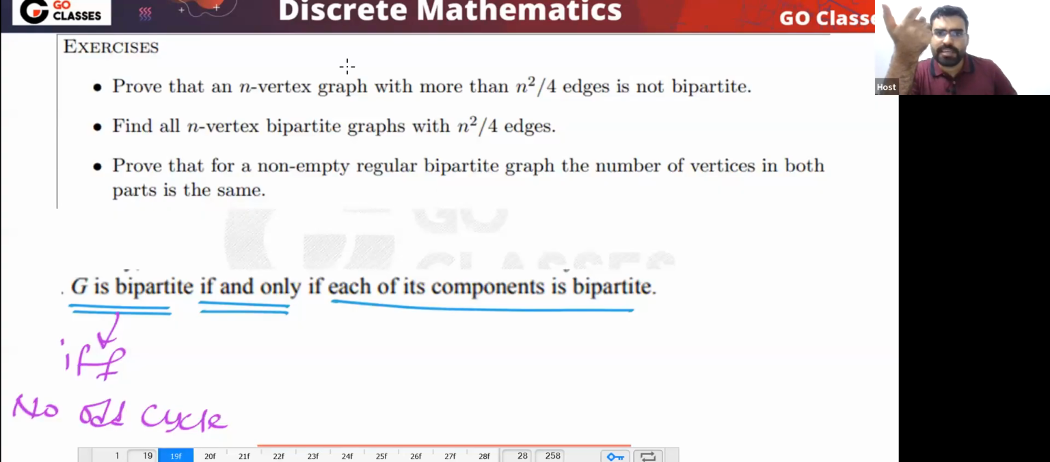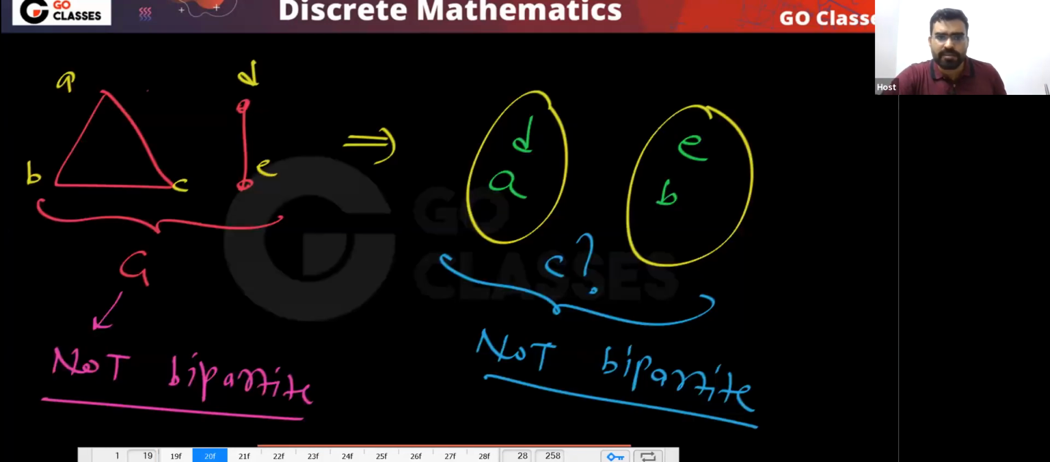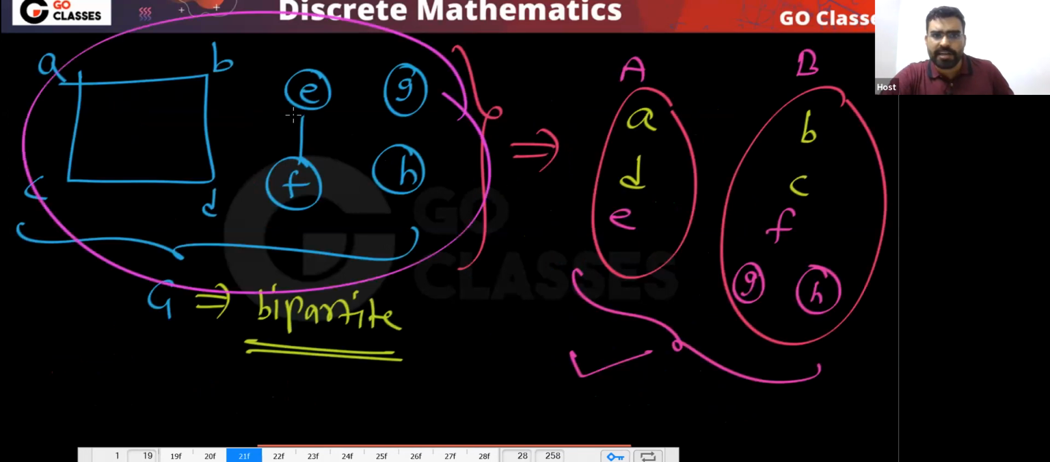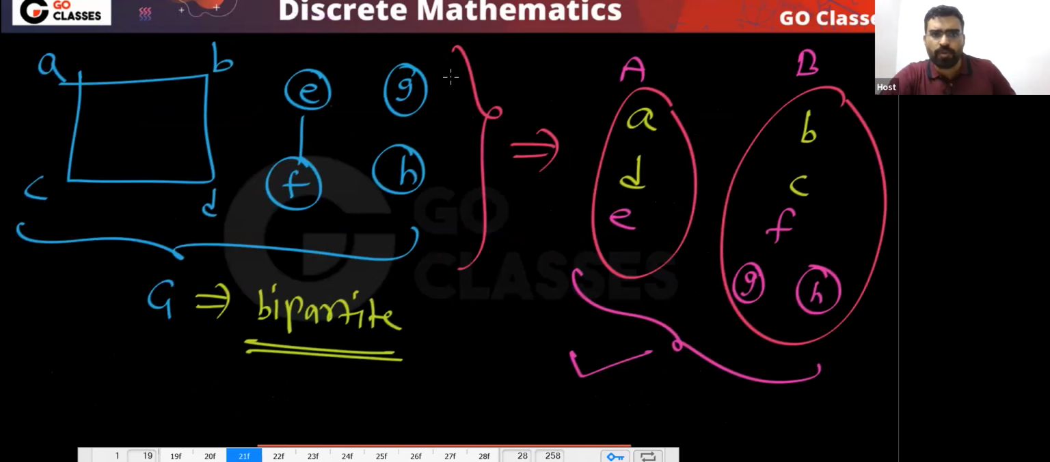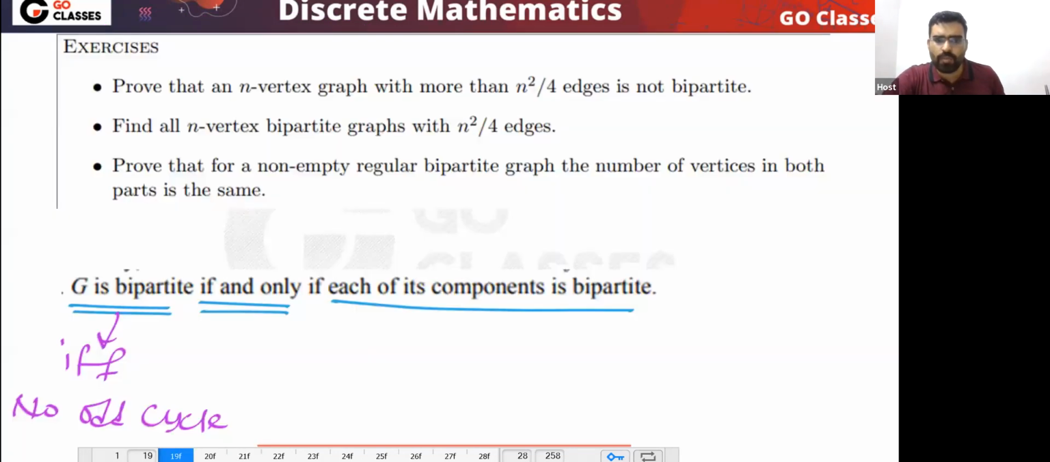So basically every component also should be bipartite. Here this component is not bipartite. Here every component is bipartite. This component is bipartite, this component is bipartite, and this component is also bipartite. So G is bipartite if and only if every component is bipartite.